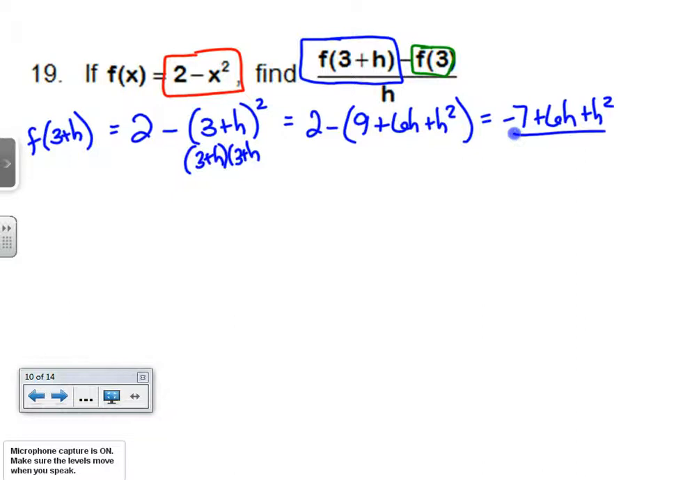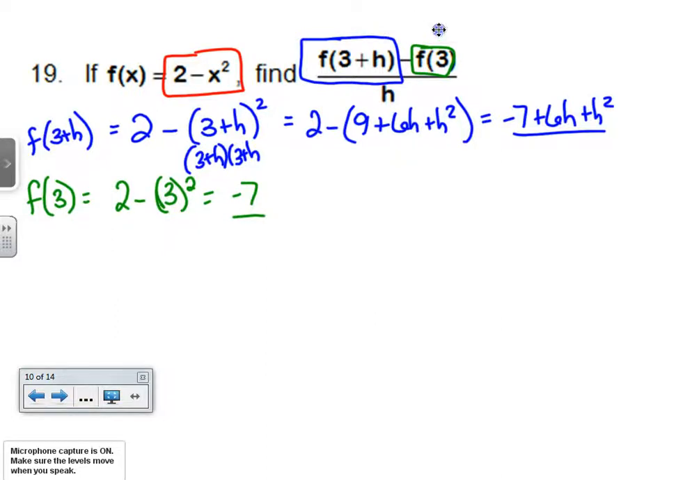I'm going to hold off doing anything, keep that number right there. We're going to need him in a second. Now we're going to do the green box, which says evaluate f of 3. That one's a lot easier. 2 minus 3 squared is negative 7, right? 2 minus 9. Okay, hold off on that for a second.